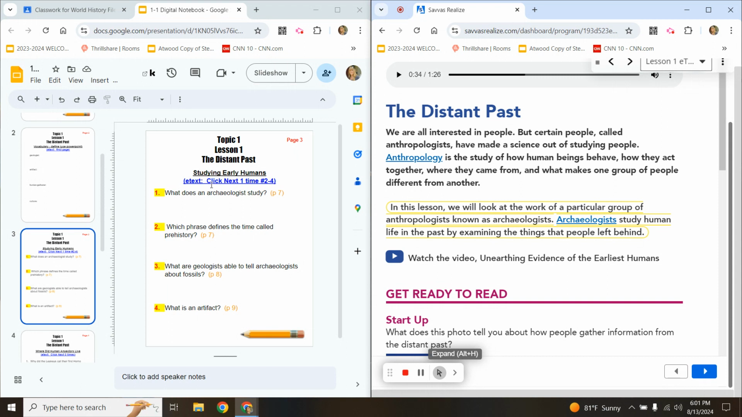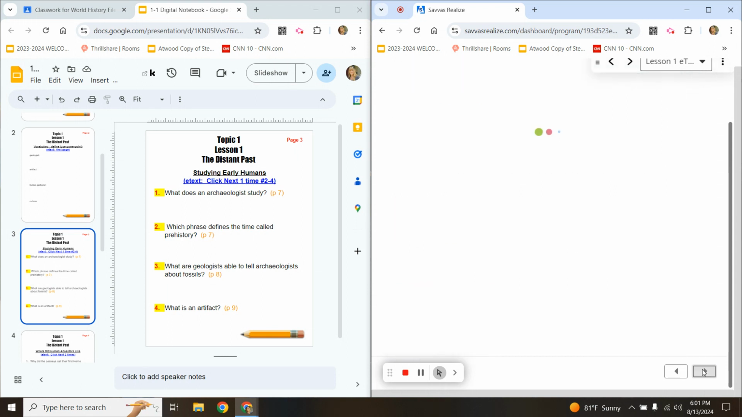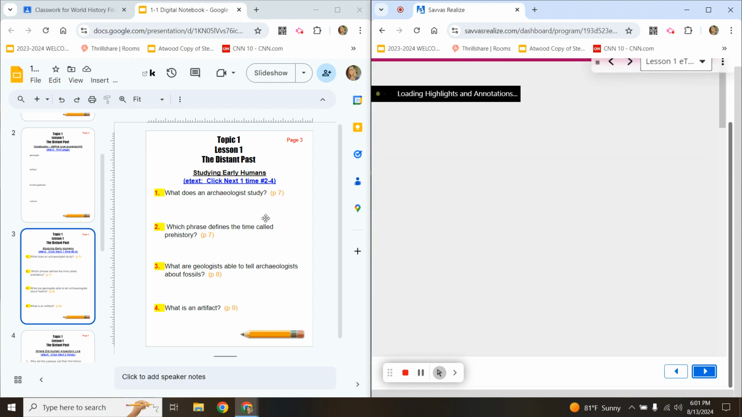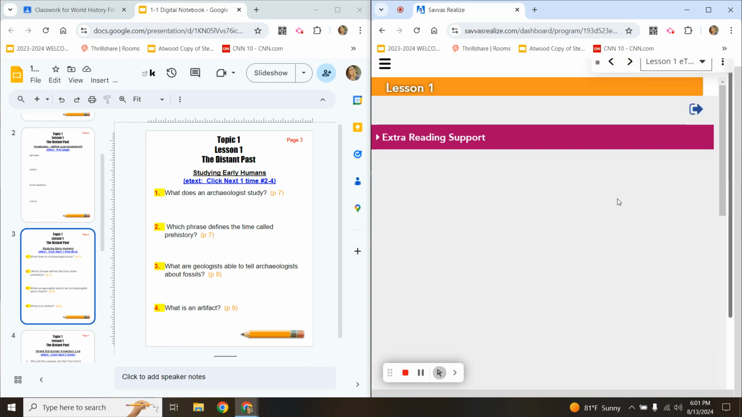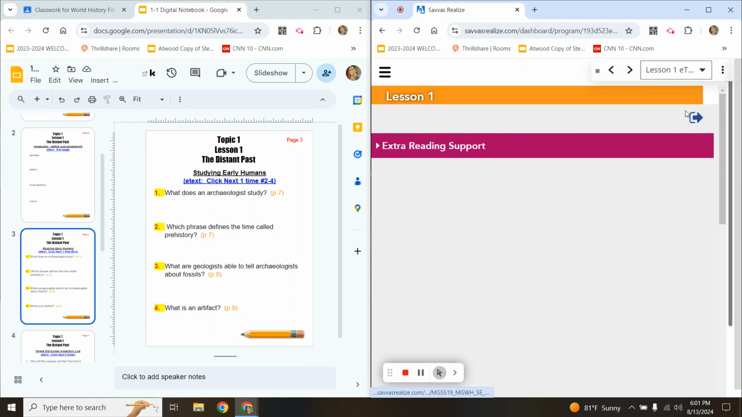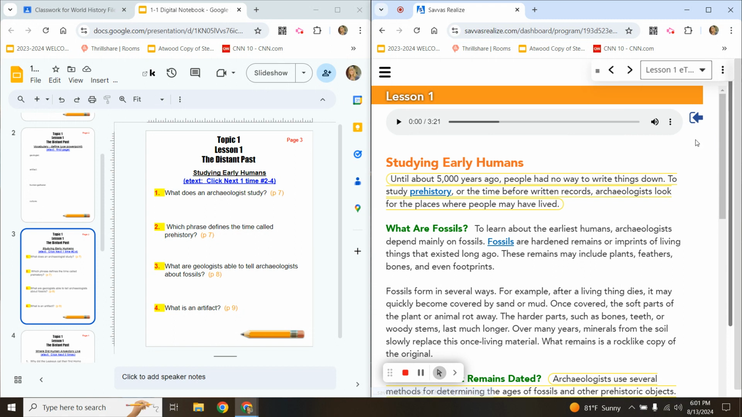It tells us right here, if you're in the e-text, click next one time. So let's go ahead and click next one time and wait for that to load. If you are using the textbook, you will be on page 7. Remember, you need to go all the way to the top to get rid of this wall if you are using the e-text. So, since this is a yellow highlighted question, you're looking for that yellow circled paragraph.